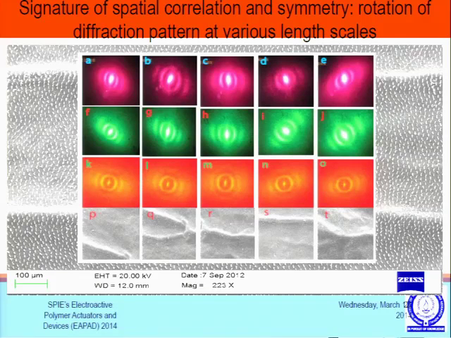We have done this experiment using a simple red laser and green laser. In order to support our experimental finding, we took images at various portions of the wing surface and took the FFT, which gives the same signature as we observed in the experiment. It means the signature of a spatial correlation and symmetry. These diffraction patterns give the various symmetries involved in the organization on the wing surface.